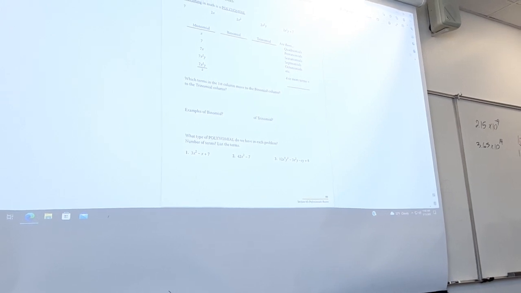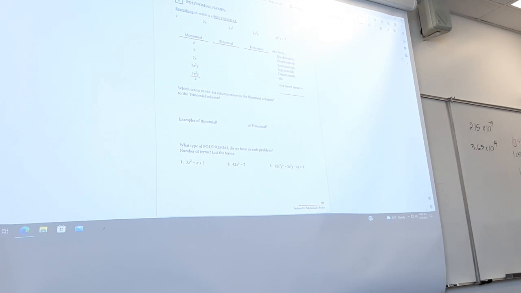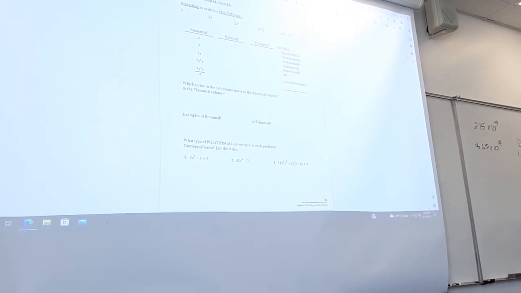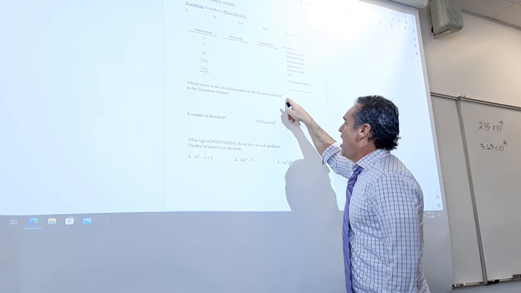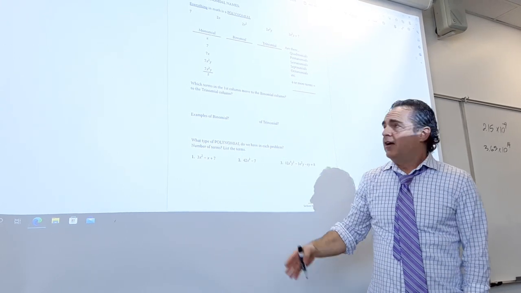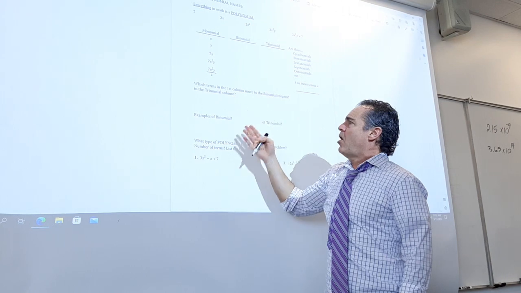None. Say it loud. None. Say it louder. None of them. Because they're all just one term. Brilliant. Yes, terms are separated by plus or minus signs. So right here, you put none. How many move to the trinomial column? None. None and none.